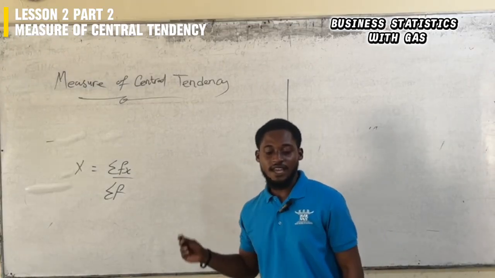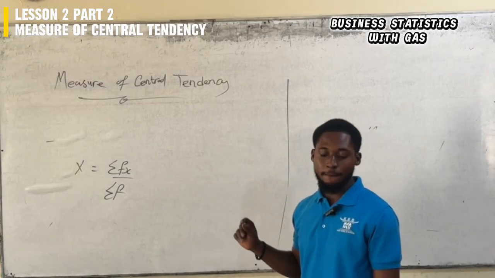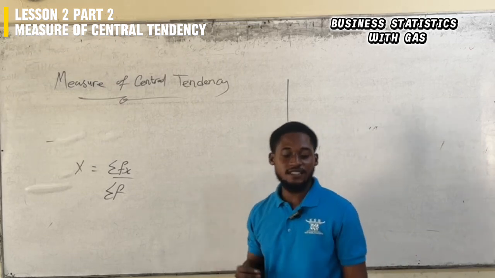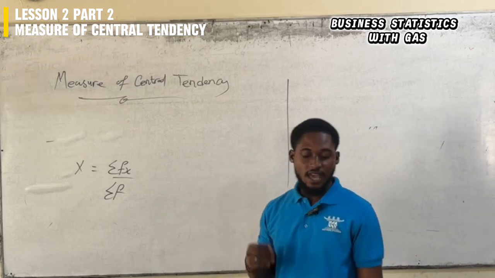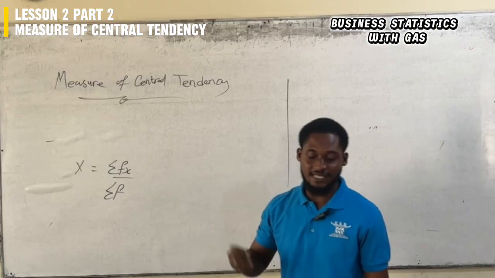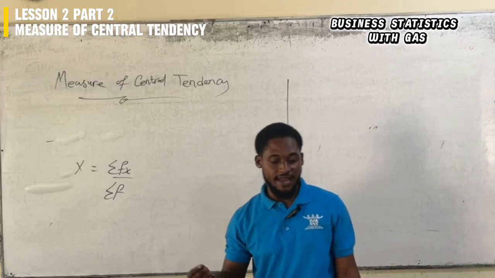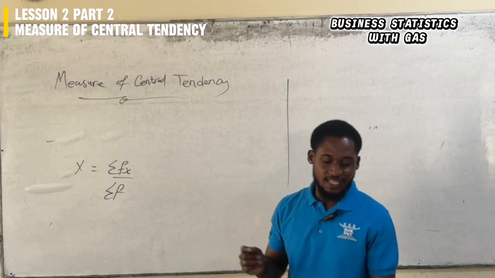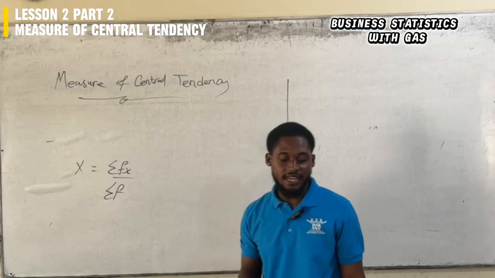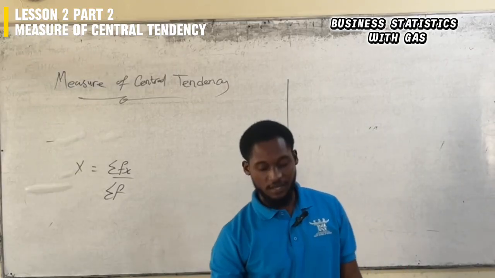Where x is the middle value or midpoint of each class, f is the frequency in each class, fx is the frequency in each class times the midpoint of the class, sigma fx is the sum of these products, and n is the total number of frequencies.